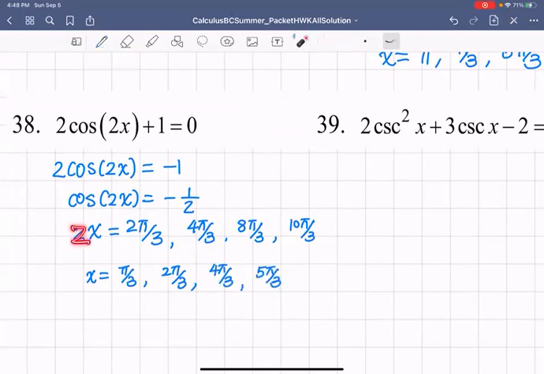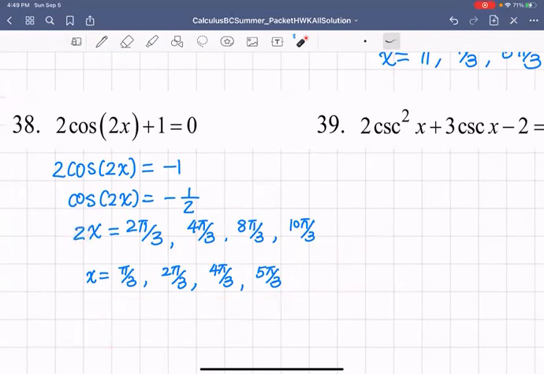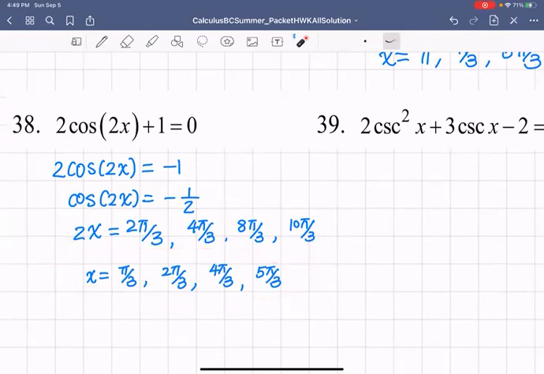Because this is 2x. If you have just x, then these 2 answers are perfect. If you have 2x, you have to add 2 pi to here, add 2 pi to here, because when you divide by 2, all of this will fall in between 0 and 2 pi. That's the answer. Make sense? Brian, does this make sense to you now? Yes.